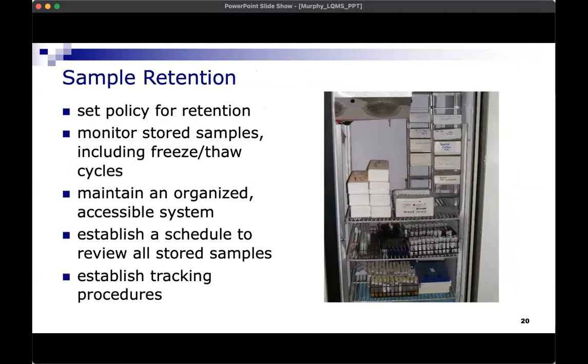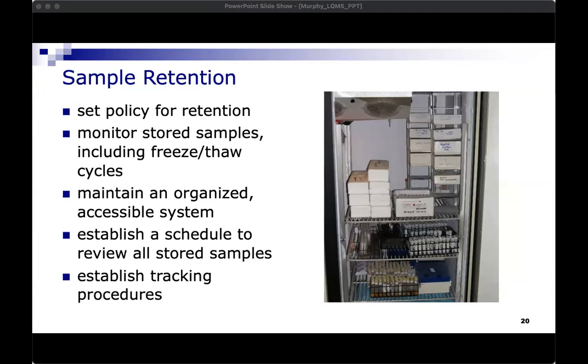And then as far as sample retention, we're talking about more long-term storage here. So it's important to also have a policy for sample retention, especially for things you're going to be keeping long-term. Some samples can be quickly discarded, others may need to be retained for longer periods. So it's really important to constantly monitor your stored samples and make sure you're not keeping anything longer than necessary.